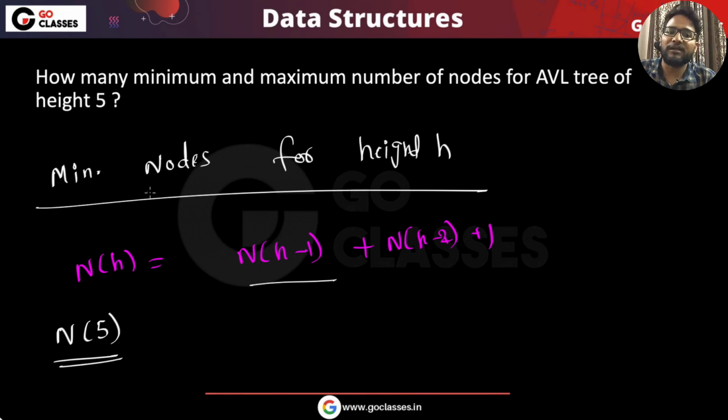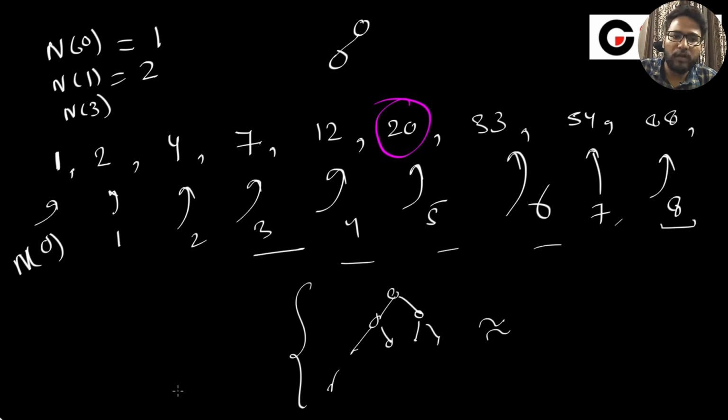So here they are asking for the minimum number of nodes of height h. Then you can apply this formula. Using this formula, you want n5. So actually I have calculated n0, n1, n2, n3, n4, n5. So you can stop here. Otherwise, just to observe, you can keep on going till 7, 8. Okay.